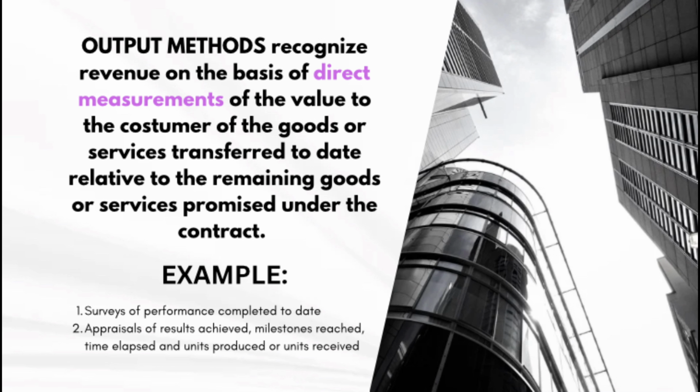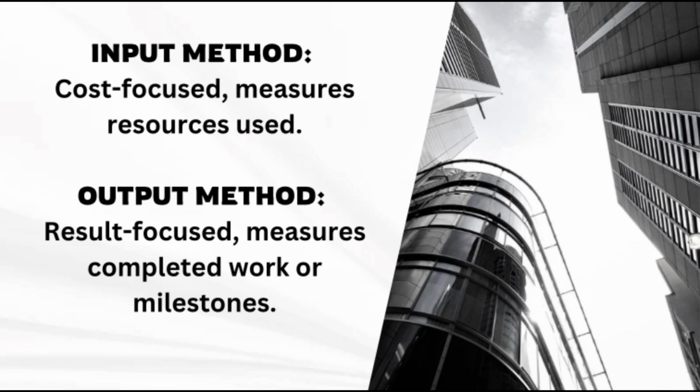performance and cost. The difference between the input method is that it is cost-focused, measures resources used, while on the other hand, output method is result-focused, measures completed work or milestone. Cost-to-cost method focuses on incurred costs, providing more flexibility but less incentive for efficiency. On the other hand, output method ties payment to deliverables, encouraging efficiency but placing more risk on the contractor.